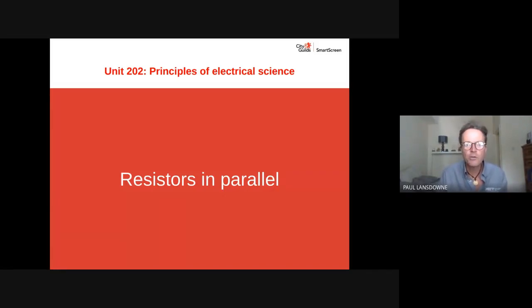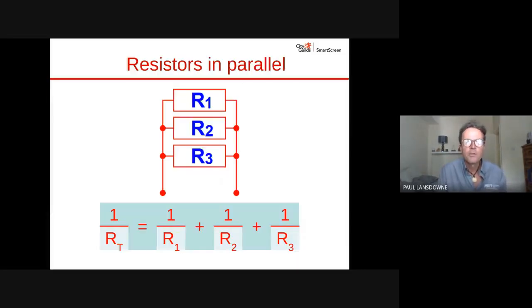So this is something that you will do in inspection and testing. So resistors in parallel, how we add up resistors in parallel, we add them up with this equation. RT, as I said to you last week when we talked about series, is the total. So 1 over RT is equal to 1 over R1 plus 1 over R2 plus 1 over R3.